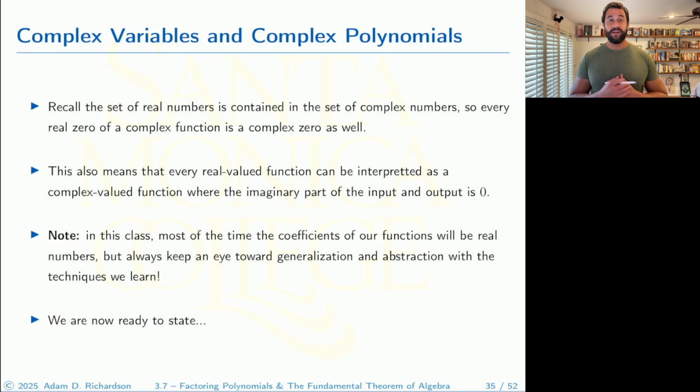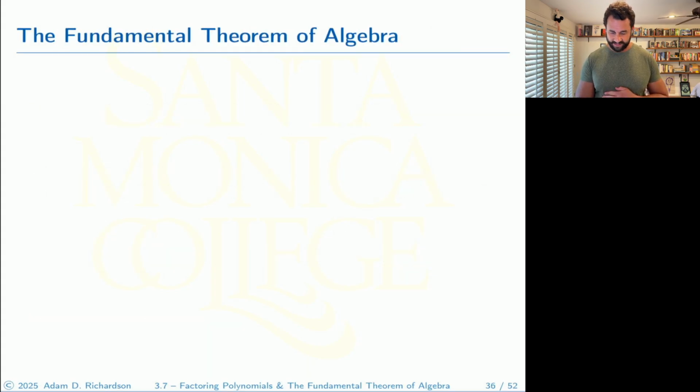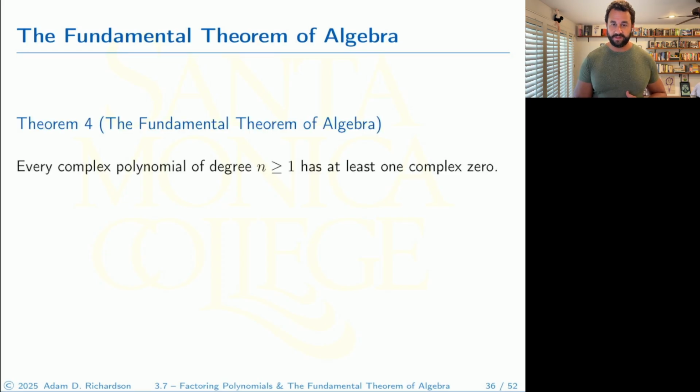Okay, here we go. The buildup. We have done it. We are now ready to state the fundamental theorem of algebra. And you might be surprised that the theorem is really quite simple. The fundamental theorem of algebra says every complex polynomial of degree n greater than or equal to 1 has at least one complex zero. That's it. So every complex polynomial that's degree 1 or more must have at least one complex zero. That is the fundamental theorem of algebra. Very simple statement.